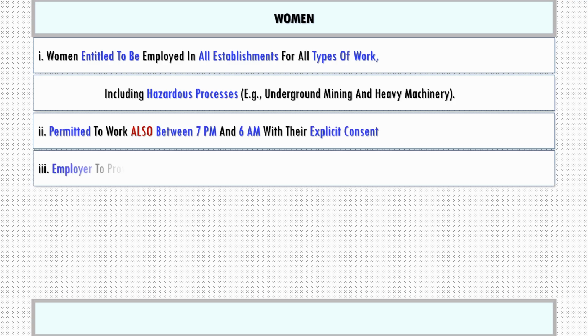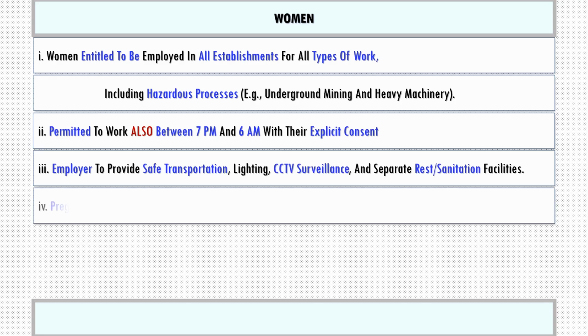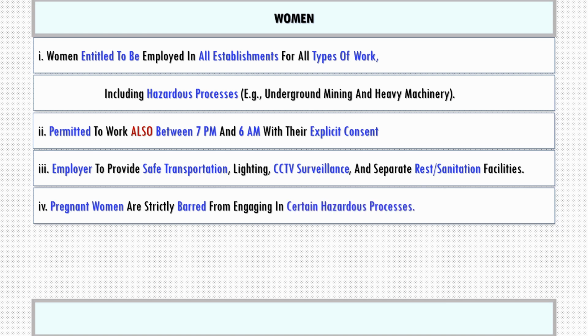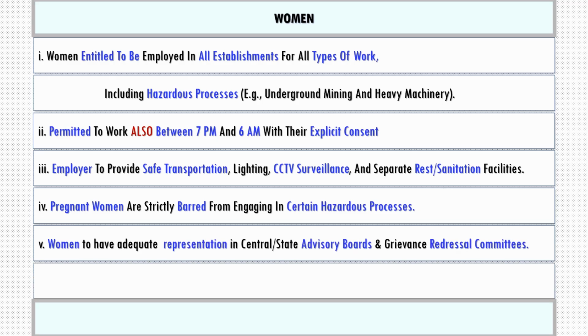The employer is required to provide safe transportation, lighting, CCTV surveillance, and separate rest and sanitation facilities. Pregnant women, however, are strictly barred from engaging in certain hazardous processes. Women to have adequate representation in central and state advisory boards and also on grievance redressal committees.